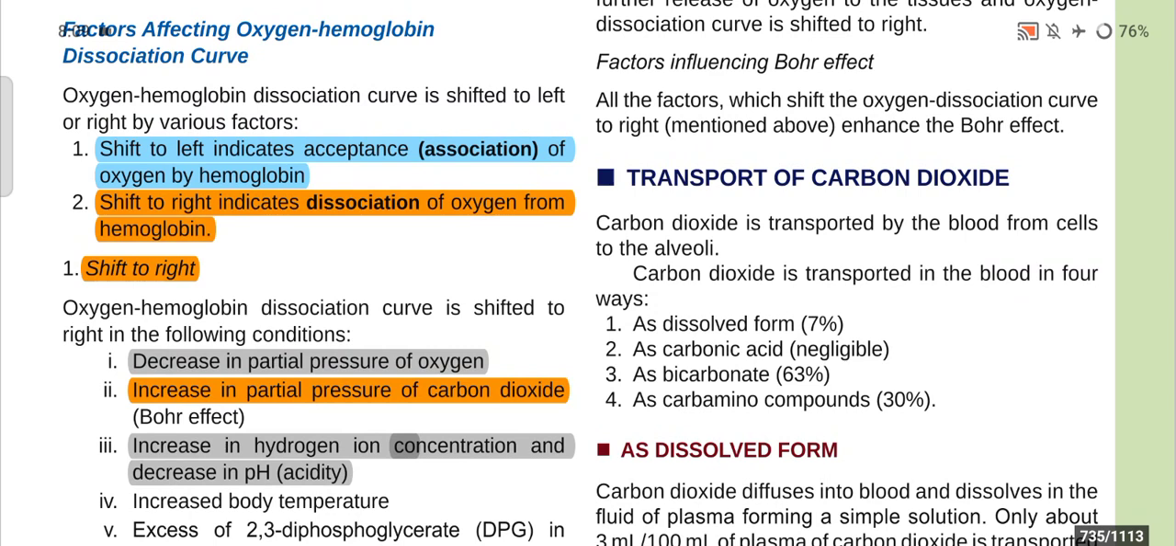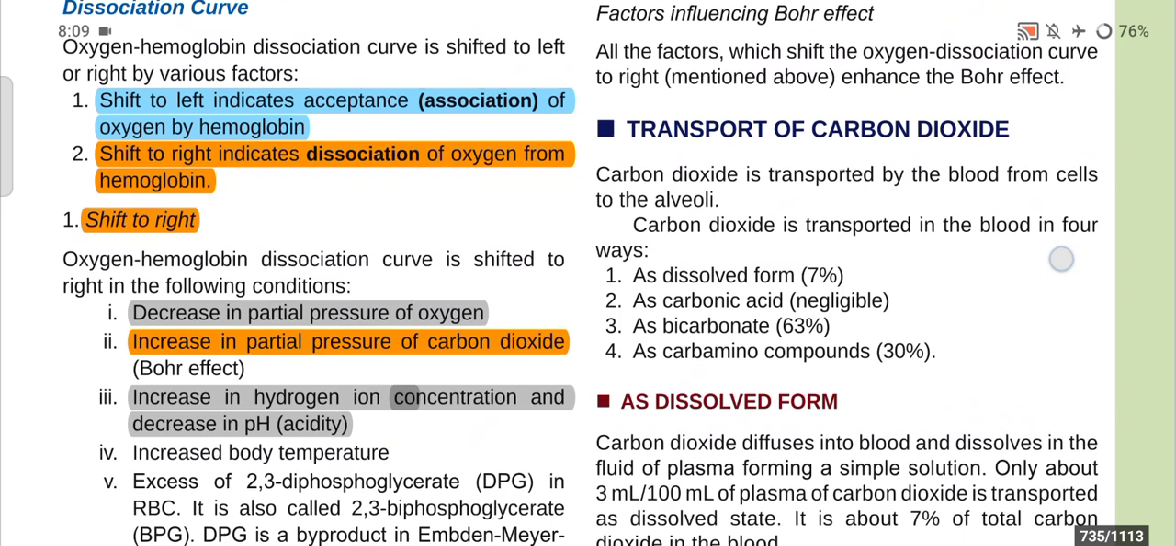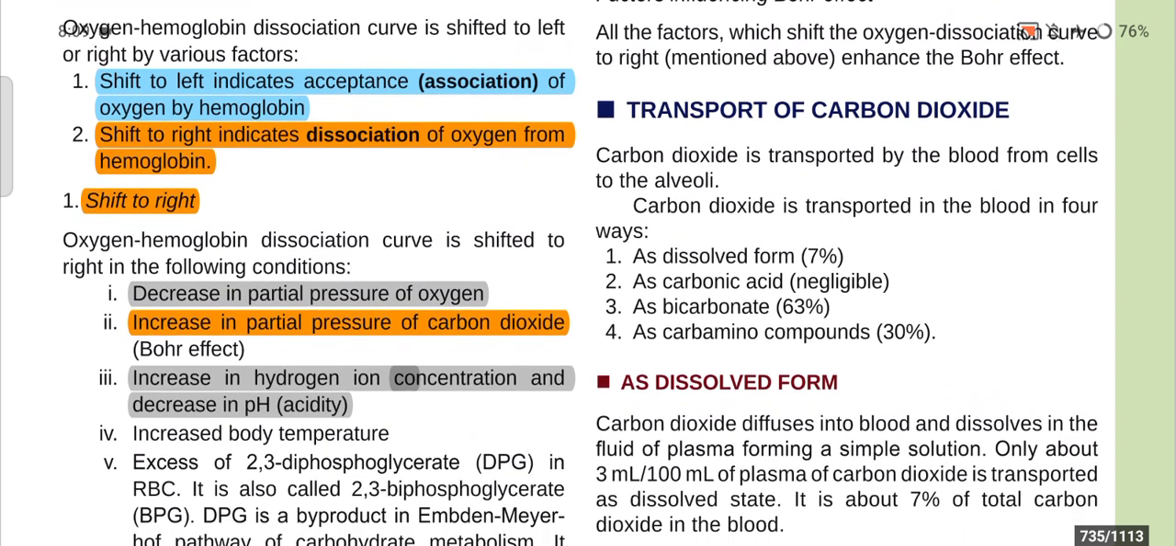One is as dissolved form, that is 7%; as carbonic acid in negligible quantity; as bicarbonate, 63%; and as carbamino compounds, that is 30%.